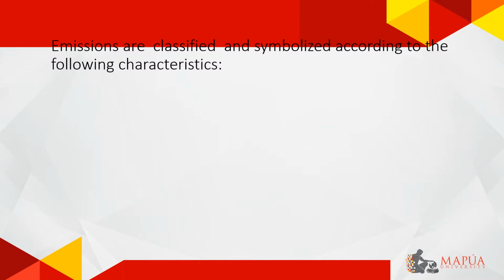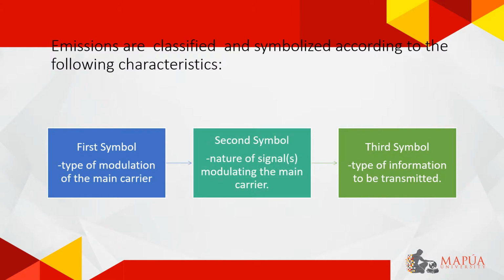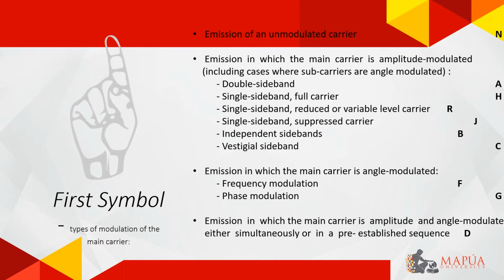Emissions are classified and symbolized according to the following characteristics. First symbol means type of modulation of the main carrier. Second symbol, nature of signals modulating the main carrier. Third symbol is the type of information to be transmitted. First symbol, emission of unmodulated carrier means N.